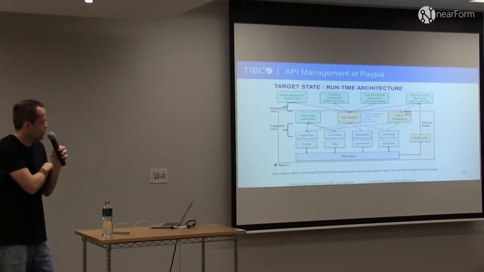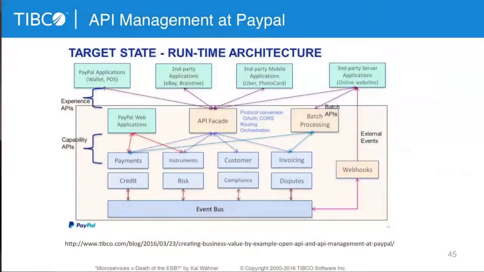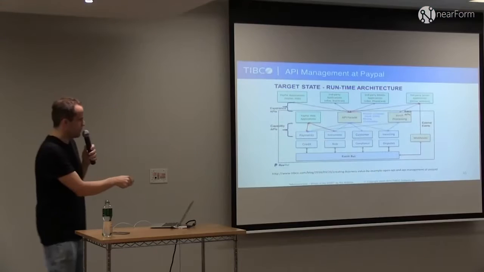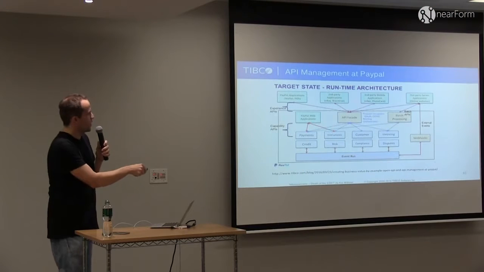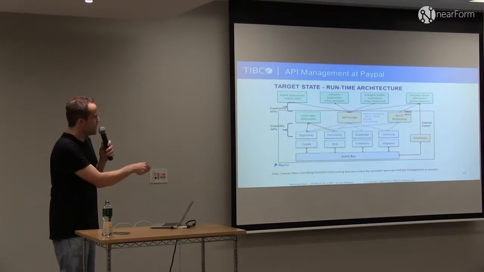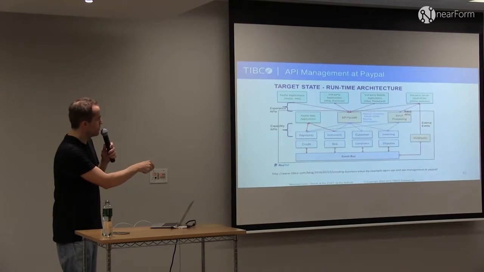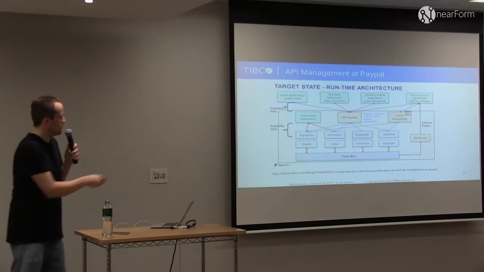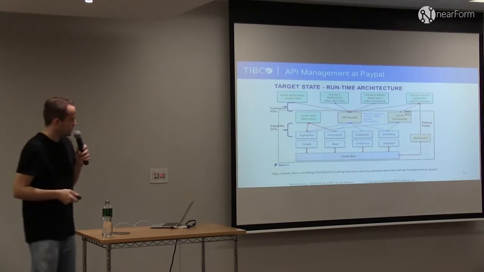I also have one or two examples about PayPal again here. So PayPal has built their own solution for API management. They built their own microservices, and then they have the API gateway on top of it to publish this to other ones, like you see here, to Wallet or to eBay or to Uber, to online websites. That's in the end really one part.